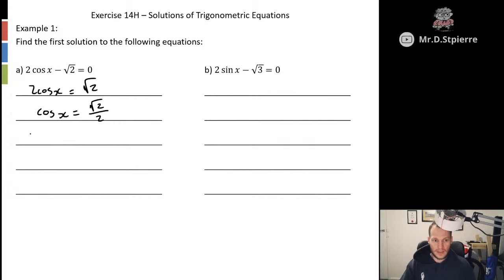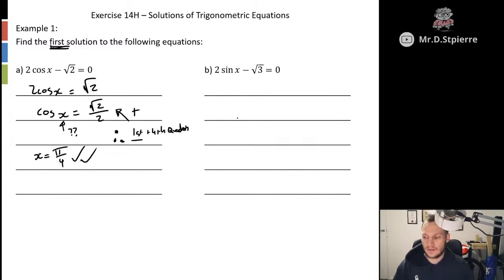What angle gives me a cos value of root 2 on 2? If you remember the table of values, or use your hand rule, when is that true? That is going to be when x is equal to pi on 4. Now, back here, this was positive, therefore cos is positive in the first and fourth quadrant, and we want the first solution, so it would be in the first quadrant, so x equals pi on 4 is correct.